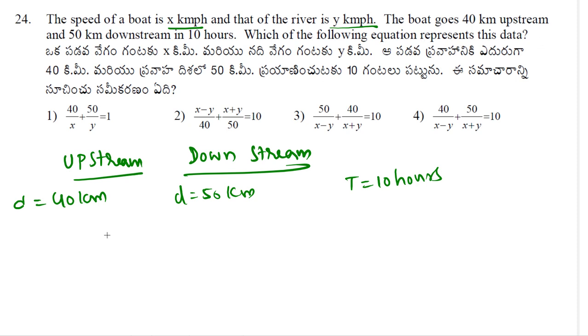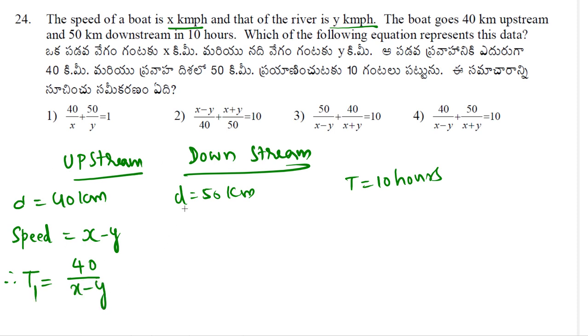Now here on upstream, the resultant speed in upstream will be x minus y. Why? Because in upstream, the current of the river, that means the flow of the river, opposes the movement of the boat. So the resultant speed will be decreased. So x minus y is the resultant speed. So therefore time equal to, we know that time equal to distance by speed. So 40 by x minus y. This is T1, let us take in upstream.